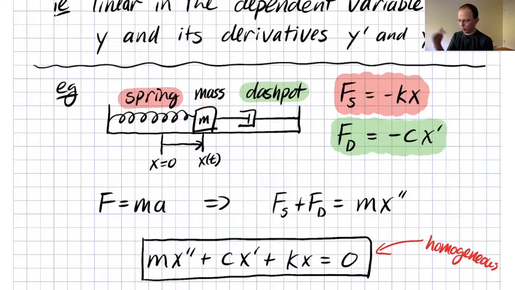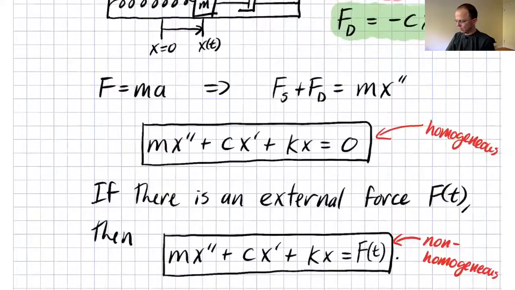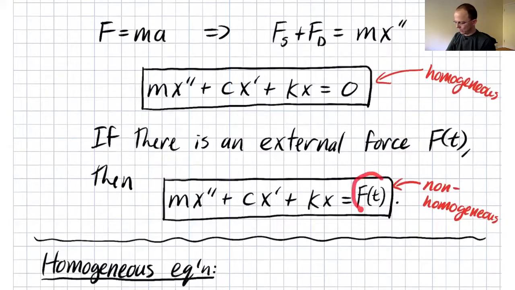Maybe it's like an earthquake or something that's causing an external force. Then you can put that external force on the right-hand side. And when you do that, you get a non-homogeneous equation. So this distinction between homogeneous and non-homogeneous is going to be very important. It's key to how we are going to solve these second order differential equations.